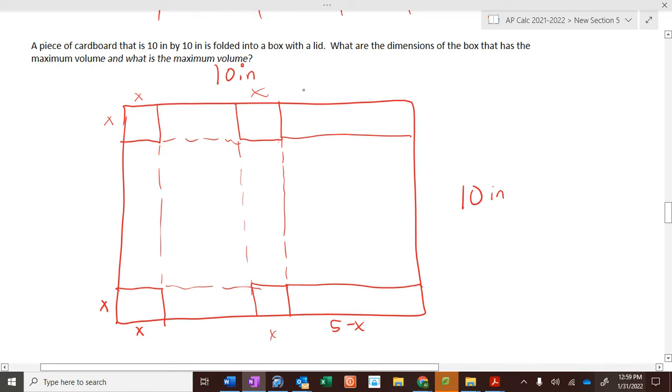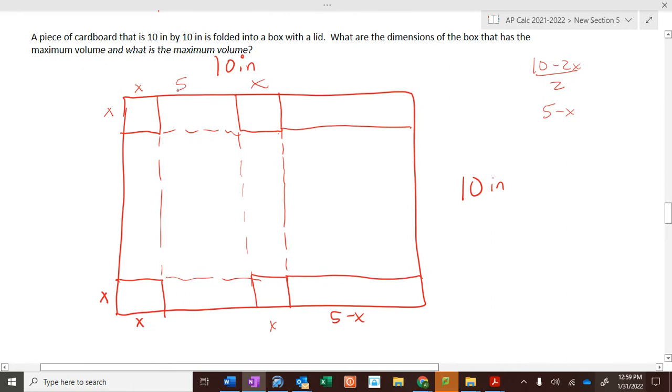So there's an x there, there's an x there. If this is 10 long, and we take away 2 x's, then I have 2 spaces left to cover. So if I divide by 2, I get 5 minus x. So if this is 5 minus x, this is 5 minus x.